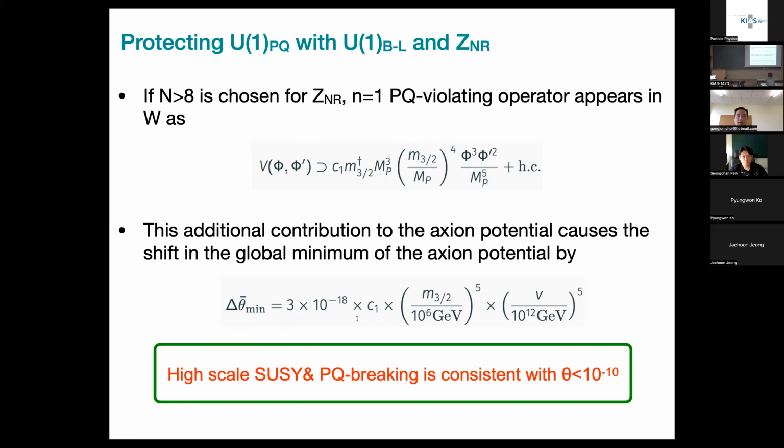Okay. And then you can see that even with a gravitational mass like 1,000 TeV and a Peccei-Quinn breaking scale of 10 to the 12 GeV, you can still show that this operator's contribution to the shift occurring in the minimum of the axion potential is small enough, okay? Which is much smaller than 10 to the negative 10th power. So in this way, you can see that the high scale SUSY breaking and Peccei-Quinn breaking is readily consistent with the capability of the QCD axion to solve the strong CP problem.